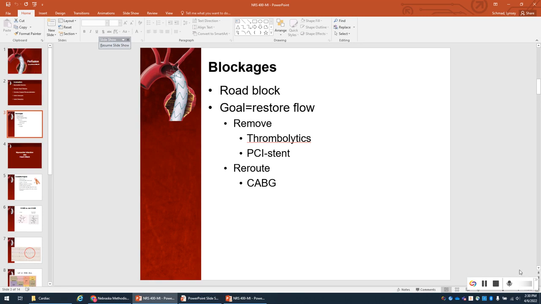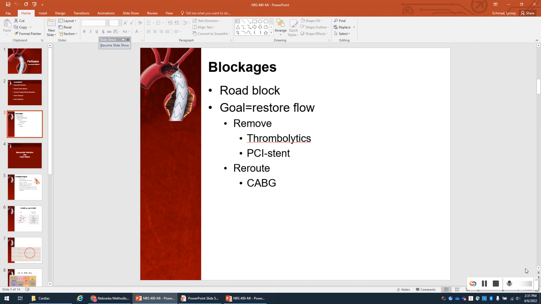So when we're looking at perfusion, specifically blockages, I want you to think of a roadblock. So if we have something that's blocking the road, the goal is to restore flow or restore perfusion. So we can either remove the blockage or we can reroute it, just like we would do with construction. If the road's closed, we reroute it, right? Or we can remove it, repair the road, and then flow is restored.